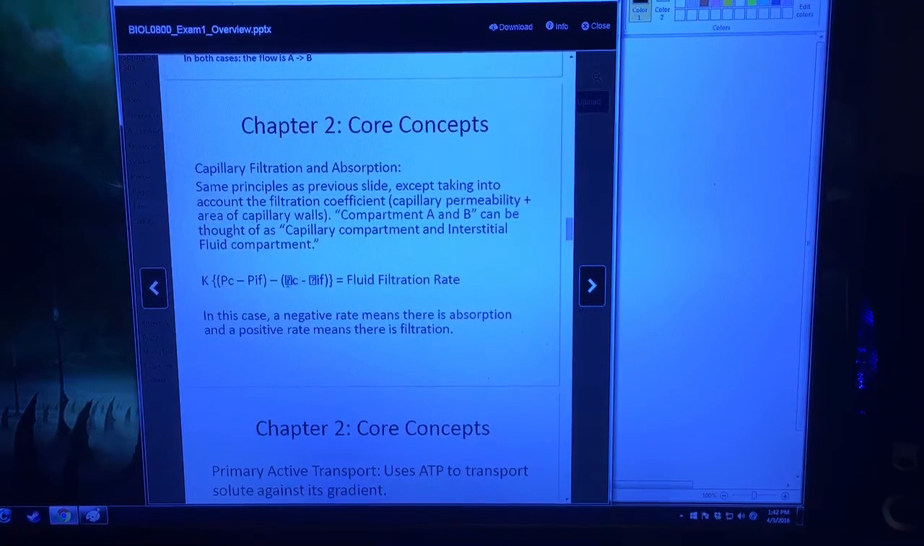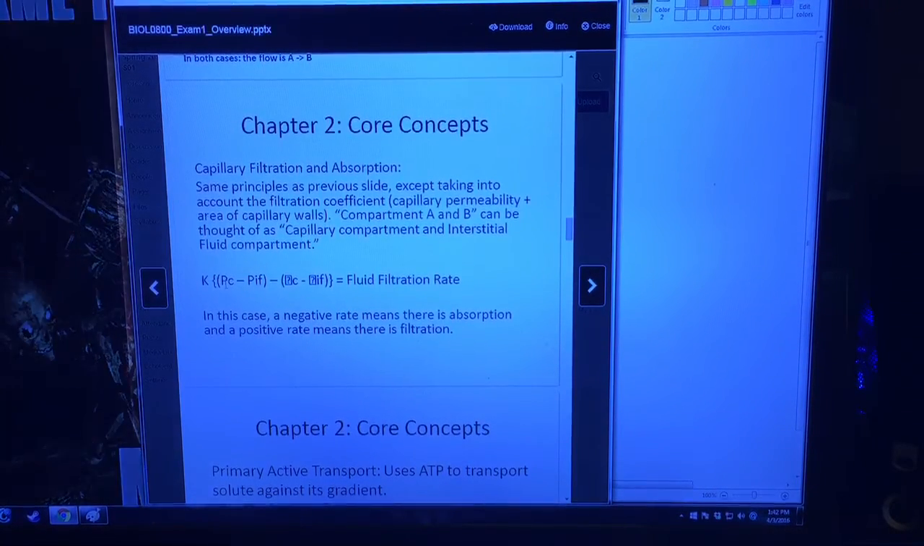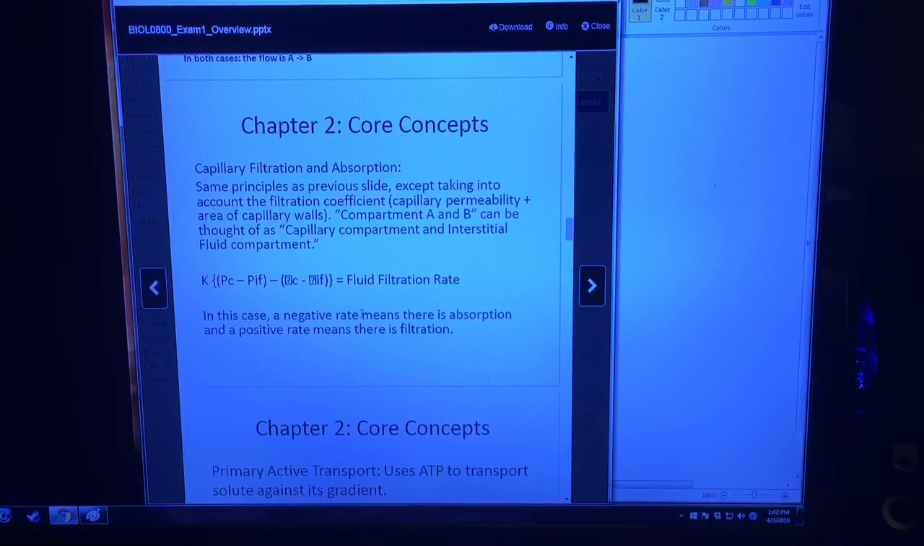Sorry, there are question marks there. It's supposed to be pi symbols. So it's just the same thing. Net hydrostatic pressure minus net osmotic pressure gives you the fluid filtration rate. And in this case, the capillary will always be our reference point. So a negative rate means there's absorption, and a positive rate means there's filtration.